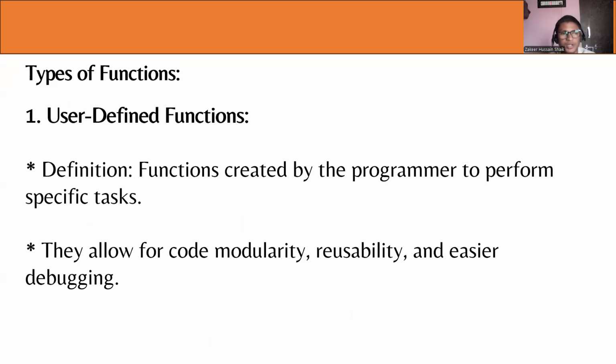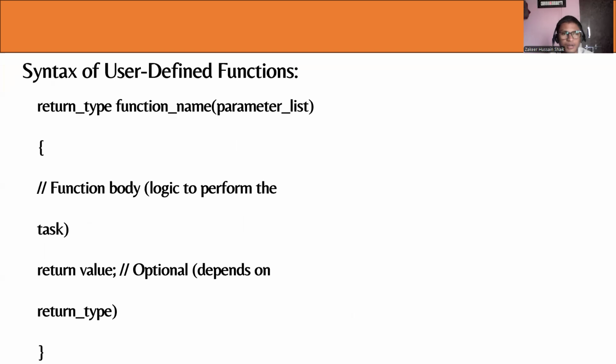Types of functions. One, user-defined functions. Definition: a function created by the programmer to perform specific tasks. They allow for code modularity, reusability, and easier debugging. Syntax of user-defined functions: return type, function name, parameter list, function body, the logic to perform the task, and return value, optional, depends on return type.